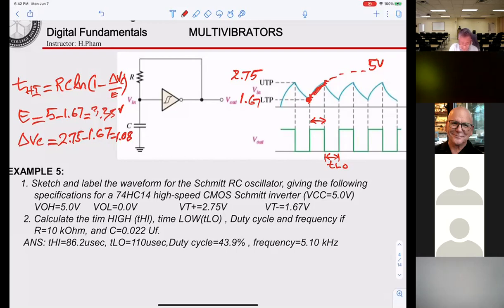Okay, so you get the T high, then now you need to calculate the T low. That means you pay attention to this part right here, this T low. And we know the T low. Then you can get E and you can get delta VC. The formula will be the same.